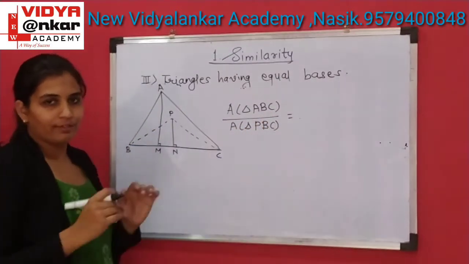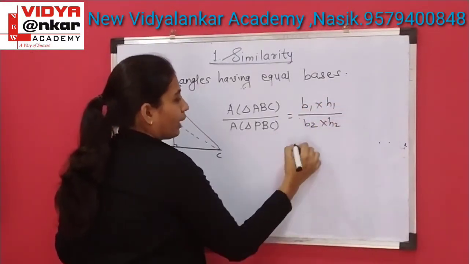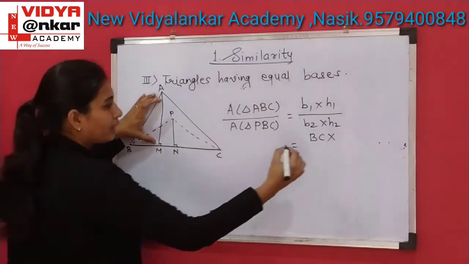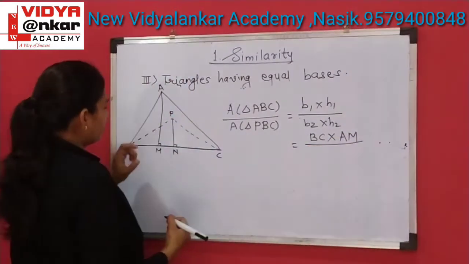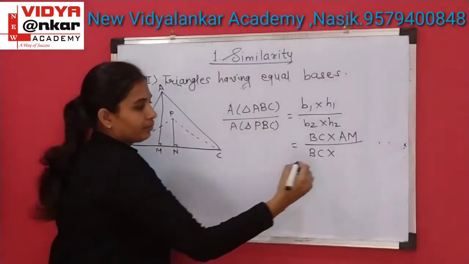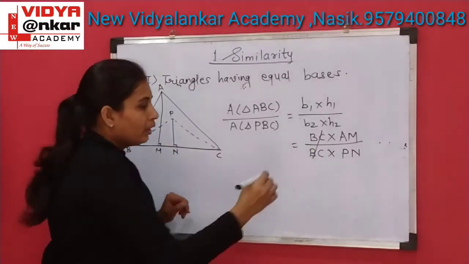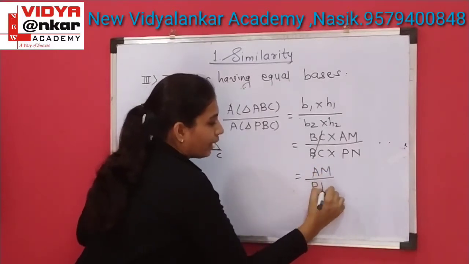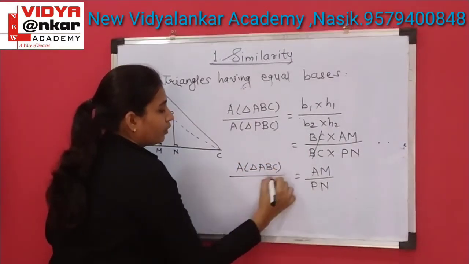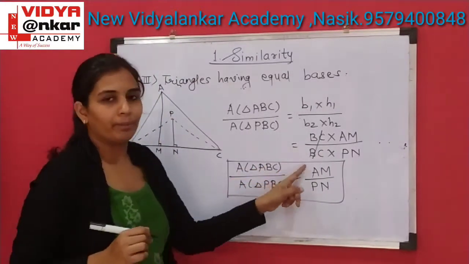If we have to find the ratio of their areas, we can write 1/2, which as per our discussion will get cancelled, base into height, base into height. The base is common, that is BC, the height is AM, substituted here; the base is BC again, H2 will be PN. Now students, you can cancel BC. We got the ratio: area of triangle ABC is to area of triangle PBC is equal to AM upon PN.